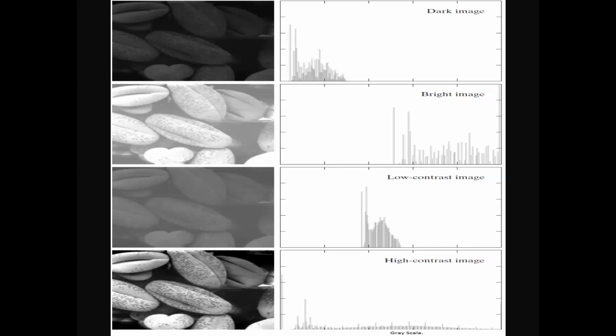Now here you can see 4 different images. The first image is a dark image, the second is a bright image, the third is a low contrast image, and the last is a very high contrast image. So why am I considering these 4 different types of images? In the first case, it is a dark image. In the case of dark images, the histogram is present towards the left.